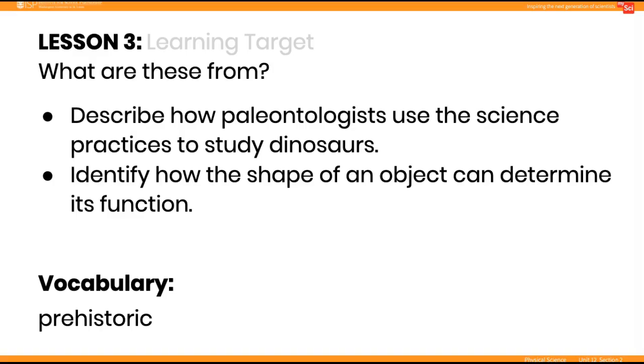By the end of this lesson, students will describe how paleontologists use the science practices to study dinosaurs and identify how the shape of an object can determine its function.